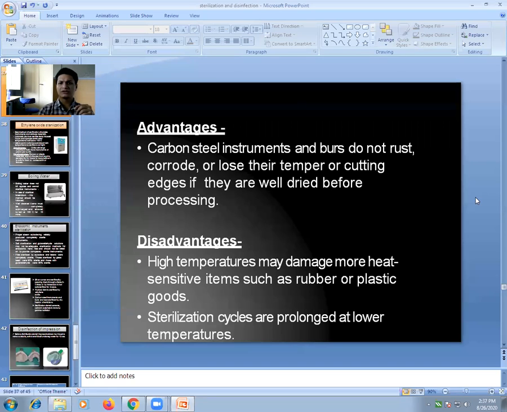Advantages: carbon steel instruments and burrs do not rust and corrode and lose their temper or cutting edges if they are well dried before processing in dry heat sterilization. Again, high temperatures may damage heat sensitive items such as rubber or plastic goods, and sterilization cycles are prolonged at lower temperatures. These are the disadvantages.